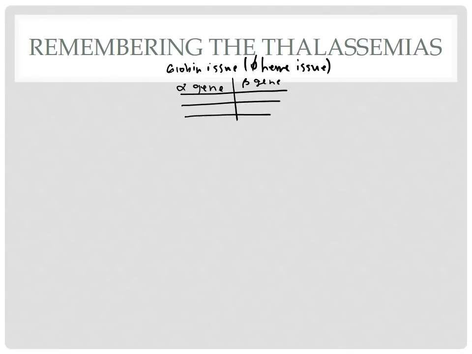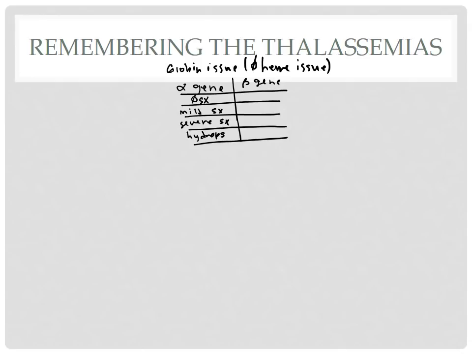So let's write up some examples of these. If we have one gene on the alpha that's a problem, the patient will not have any symptoms. If we have two genes that are a problem for the alpha, they'll have mild symptoms. If there are three genes that are now missing, then they will have severe symptoms. And if they're missing all four genes, this will result in hydrops fetalis.